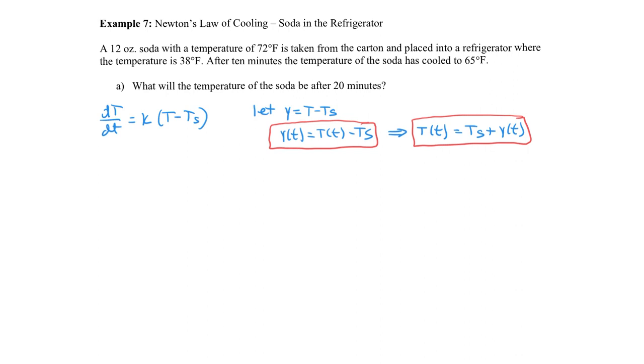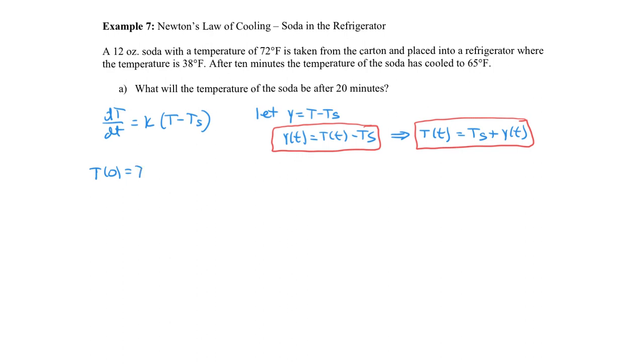So to get started, we'll say T of 0 is 72. Okay, T of 10 is 65. Temperature of the surroundings is 38. And what we want to know is what will the temperature of the soda be after 20 minutes. So we're looking for the temperature after 20 minutes. So we want to know what T of 20 is going to be.